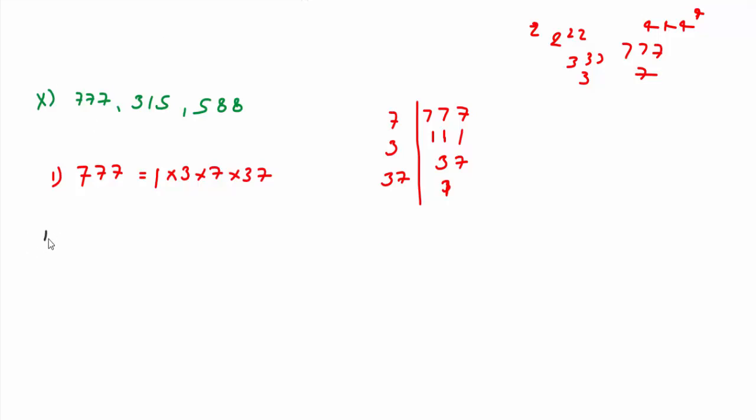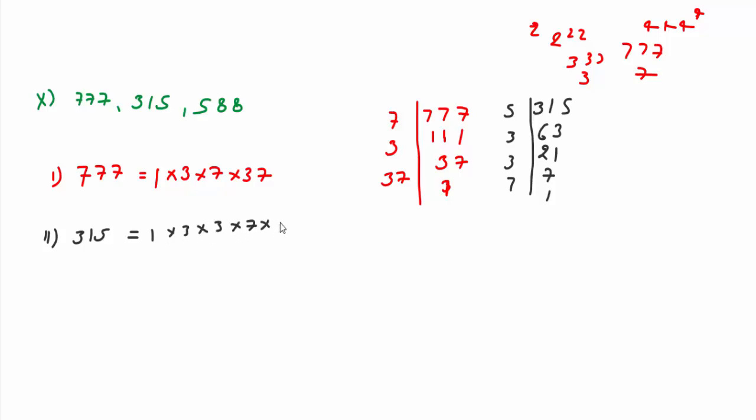Come to the next one, that is 315. As you know that the unit place is 5, let us divide this 315 by 5. 5 6s are 30, 1 is the remainder, 5 3s are 15. Now the unit place is 3, divide by 3. 3 2s are 6, 3 1s are 3, and 3 7s are 21, then 7 1s are 7. So what factors are we getting here? 1 multiply by 3 multiply by 3, then multiply by 7 and multiply by 5. So these are the factors of 315.